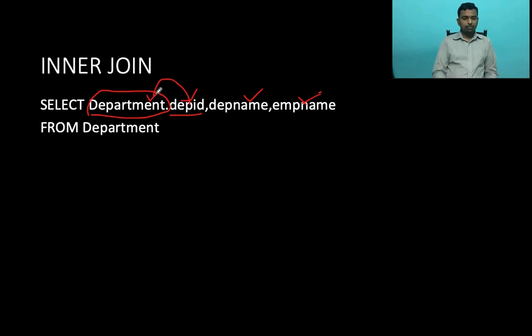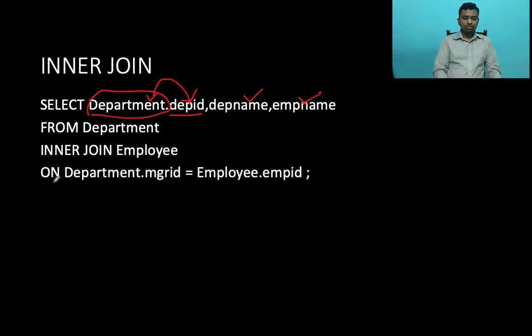And then from department, I'll be using inner join employee. I'm going to join both the tables, department table and employee table, fetching the department ID and department name from the department table, and employee name from the employee table. That's the reason I'm joining these two tables, right? After joining, based on a condition. On what condition? When my manager ID is equal to employee ID, print that particular employee name.